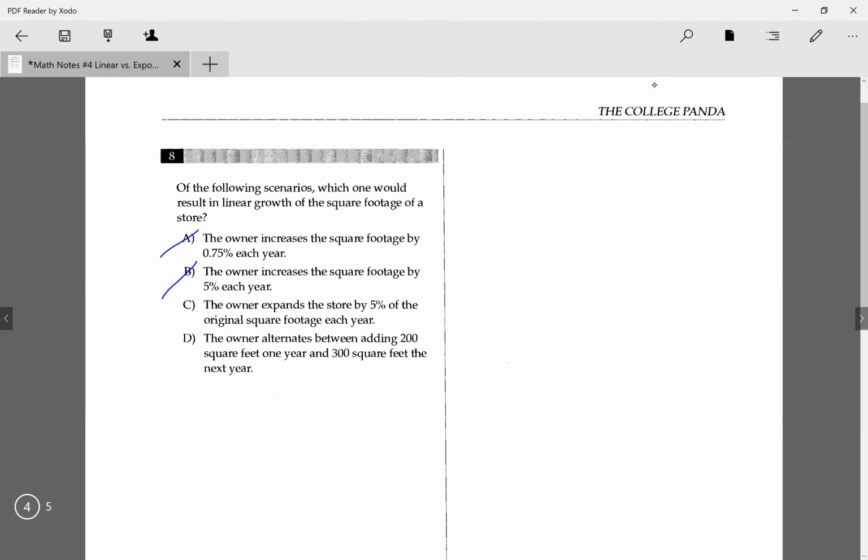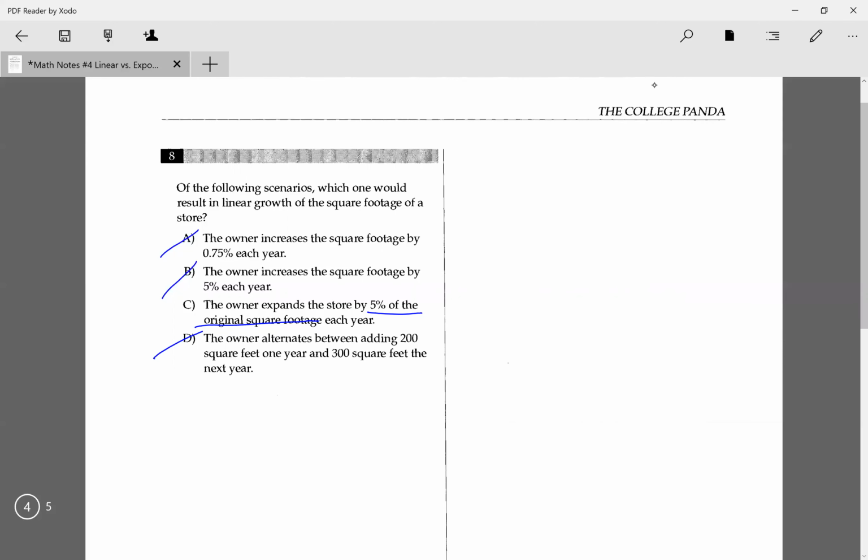Now for C, the owner expands the store by 5% of the original square footage each year. This is the key part. It's 5% of the original square footage. So I'll explain that one later, but let's go to D. The owner alternates between adding 200 square feet 1 year and 300 the next year. You see, this is not a linear growth. The slope is not going to be constant. So that's why D can't be the right answer.